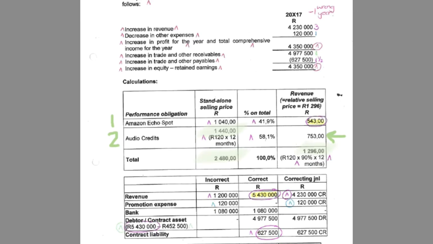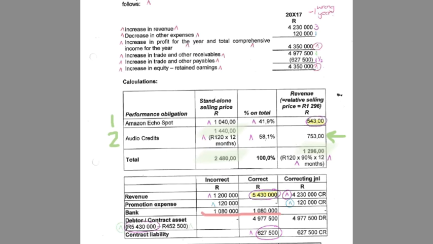What was done incorrectly was that revenue was recognized for the full amount of 1.2 million, and a promotion expense and bank were recognized. We have looked at what should have been done, and you will see that the two bank amounts are identical. You could recognize the bank amount, it's the same amount, no error there. What is not correct is the promotion expense. There should not be a promotion expense. Revenue should be less. You are not allowed to recognize revenue for the full amount if you don't think you will be entitled to the full amount.